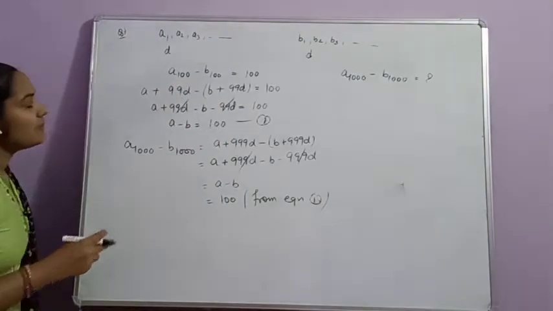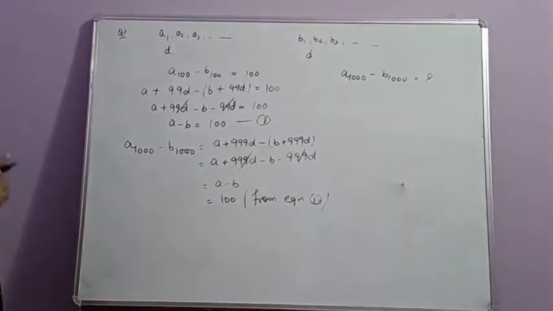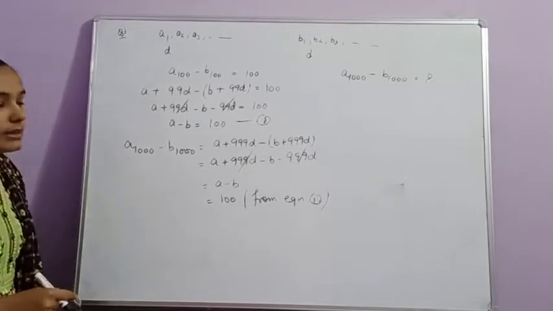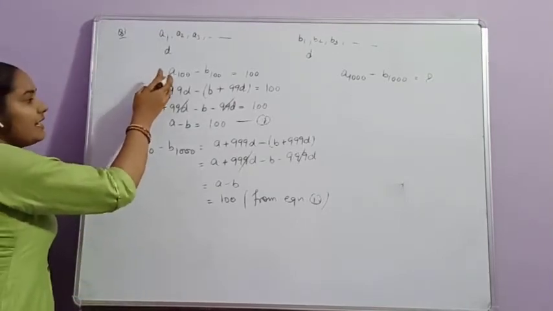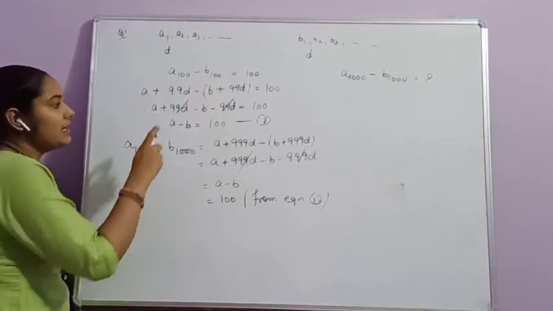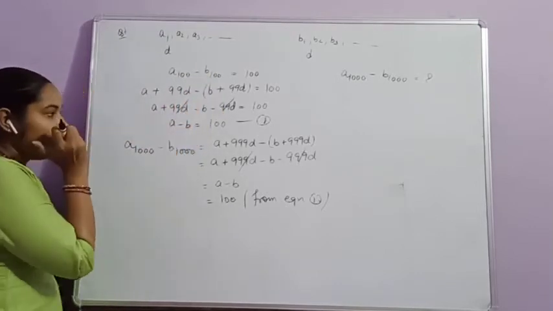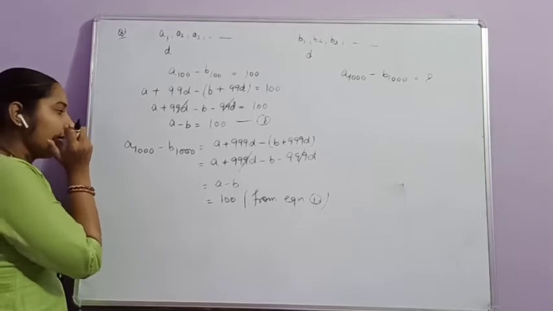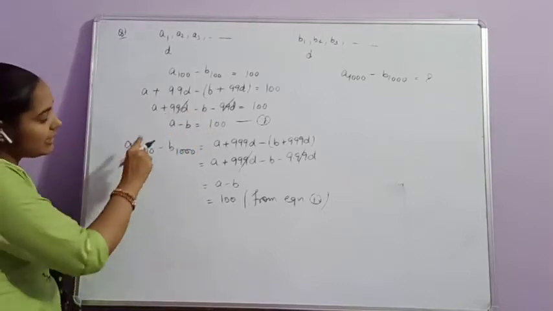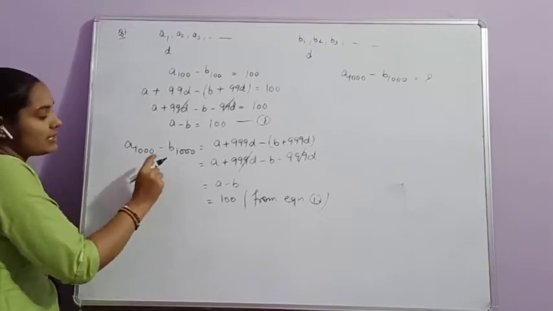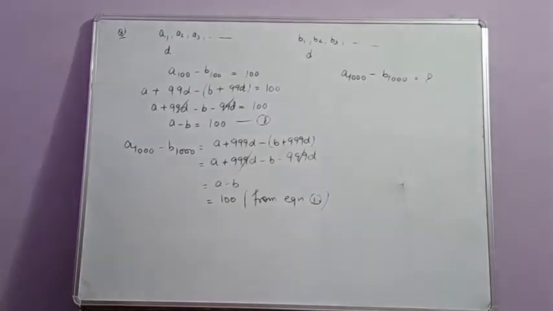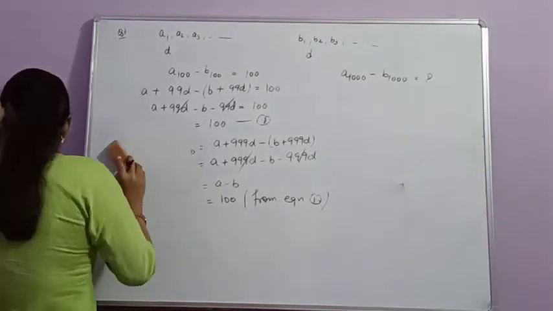Clear? The difference between the 100th terms of the 2 APs is given to us and we have to find out the difference between their 1000th terms. So we can simplify A100 as A plus 99D and B100 as B plus 99D. D is the same, 99D minus 99D cancel out each other, A minus B is equal to 100. Similarly, if we simplify the A1000 minus B1000 term, then it will be equal to A minus B, that is equal to 100. Clear?